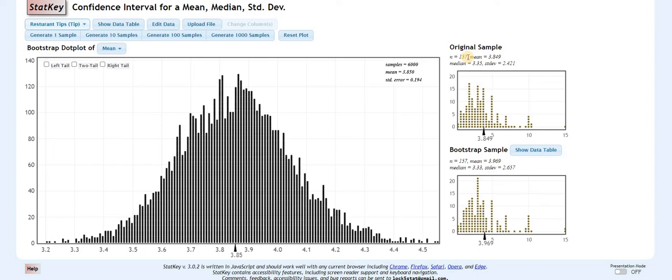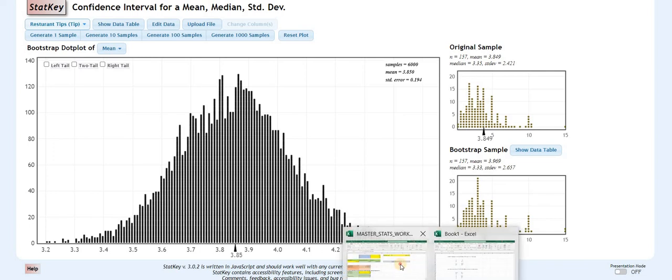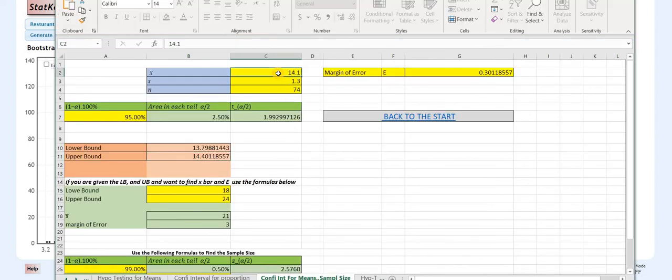The mean for this sample is 3.849, and the standard deviation for each of these samples is 2.421. I'm going to take this information and head to my Excel sheet, and I am looking for the margin of error. I know that X bar is 3.849, I know S is 2.421, and I know that the sample size is 157. The level of confidence in the question was 97%.